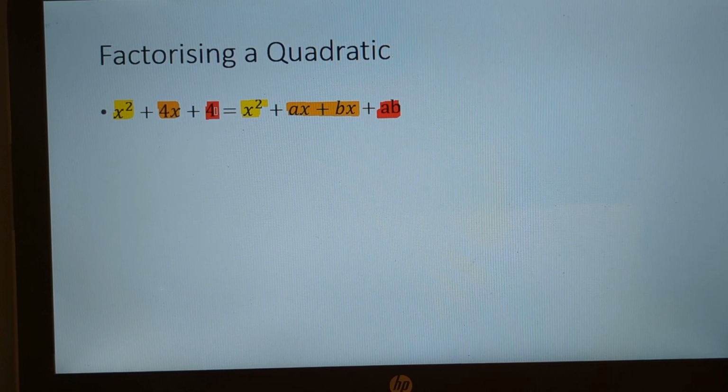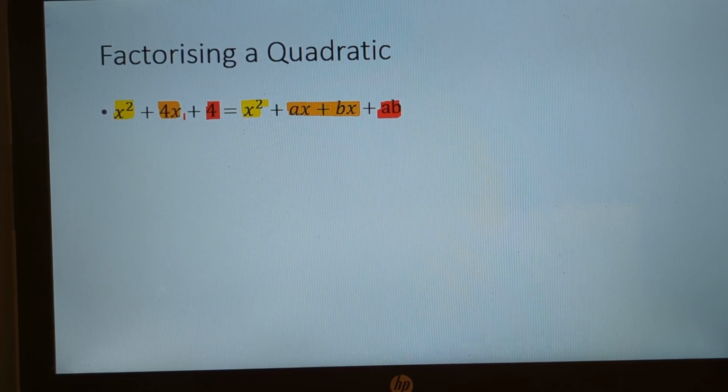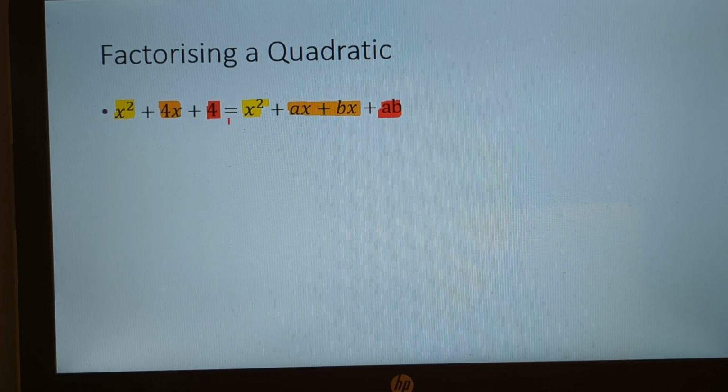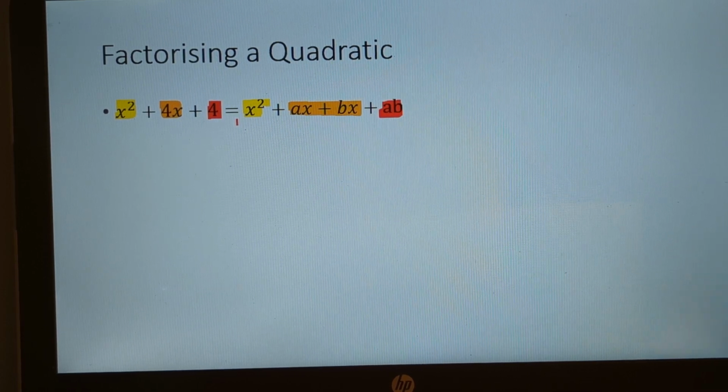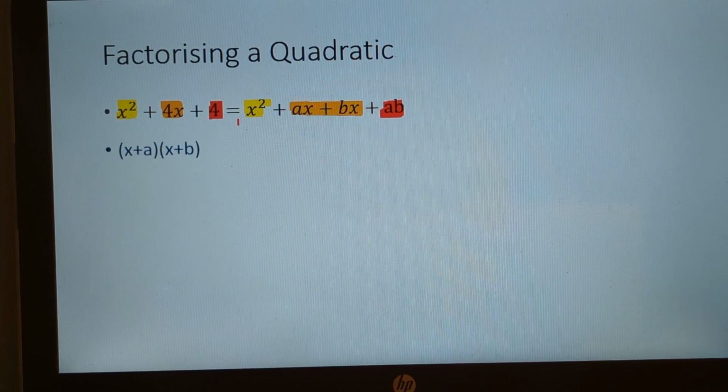Now what that says is that a times b is equal to 4, but also a plus b is equal to 4. So that means you must find a value for a and b, which could be different or could be the same, which both when multiplied and added equal 4. Now in this case there is only one value and it is the same for both, and that's 2.